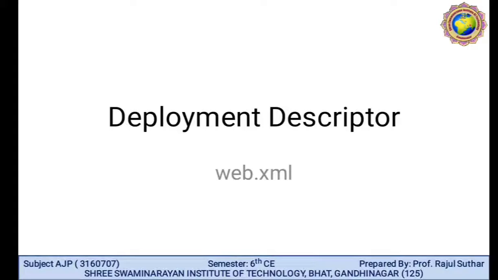So the deployment descriptor is written in XML syntax. A web application deployment descriptor is named web.xml. Here the file web.xml is nothing but the deployment descriptor. This file is located in the WEB-INF subdirectory. Where is it located? WEB-INF. So it is the information directory, and this directory works as a root directory.